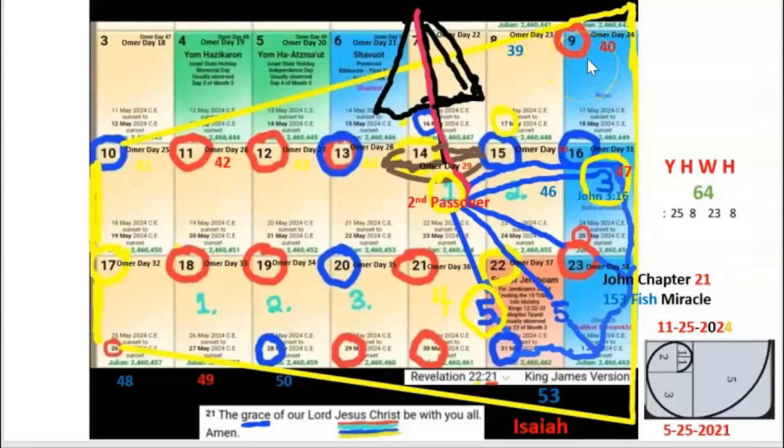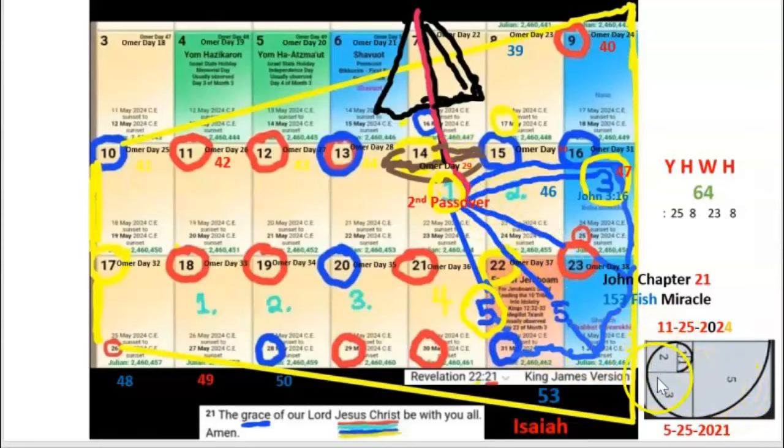That's usually emergency distress. Most people know what 911 is. So, I think how this is coming together is just amazing. And where the 11 is here, according to the Torah calendar, 11th day, Omer Day 26, and 3 days later, you have the second Passover, and that is the 29th.